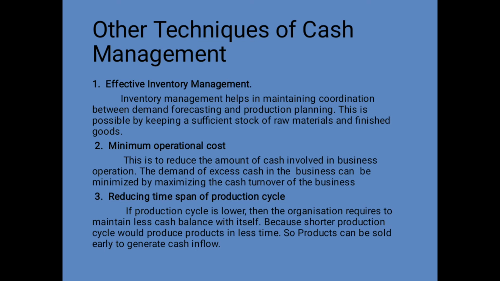Okay, then we are meeting our operational cost. Okay, that is minimum operational cost. Minimum operational cost means we are reducing the amount of cash that is involved in the business operation. Then the third point is reducing the time span of production cycle. Reducing the time span of production cycle means we are taking less time to produce goods.